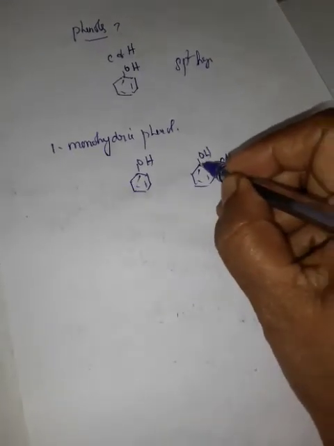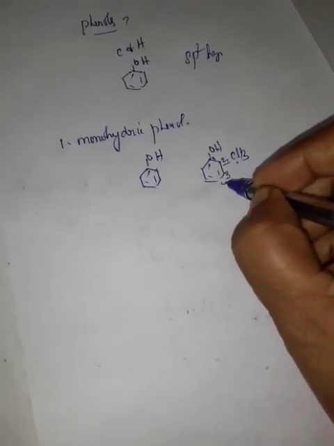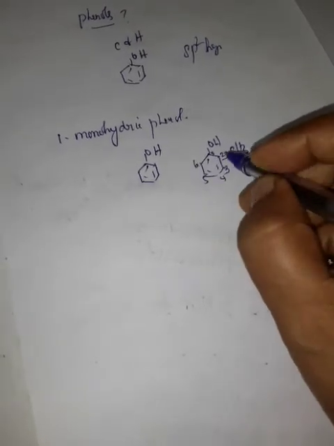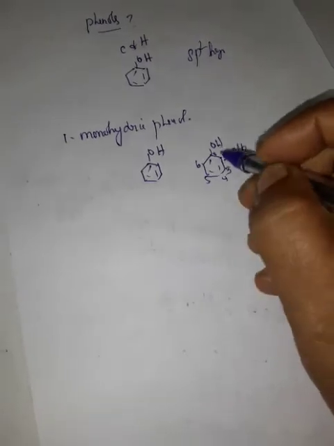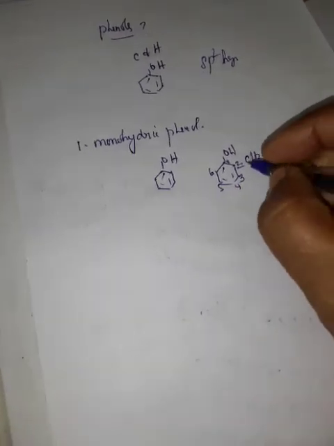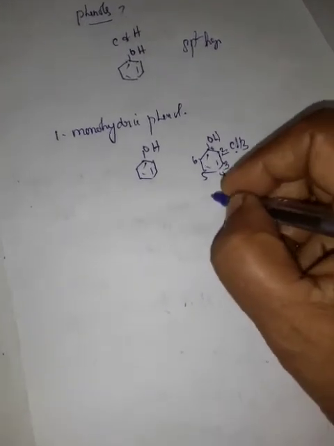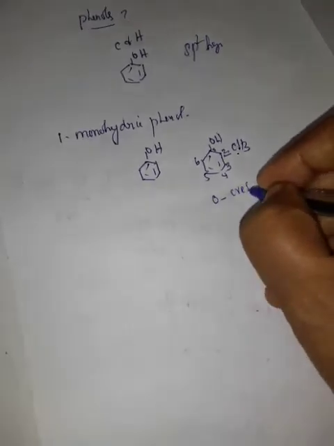This is called 2-methyl-phenol. First carbon, second carbon, third carbon, fourth carbon, fifth carbon, sixth carbon. The second carbon has one methyl group. So 2-methyl-phenol is the IUPAC name. The common name is orthocresol.